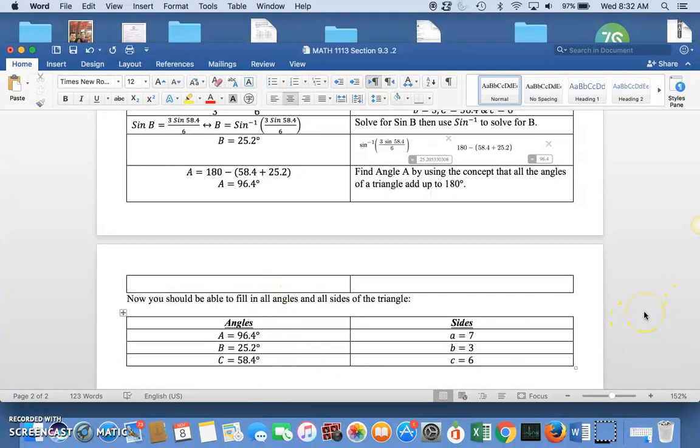So you've seen both versions now of the law of cosines. And we don't usually just stick with law of cosines. Sometimes you can, but it is a little more difficult to work with than the law of sines.